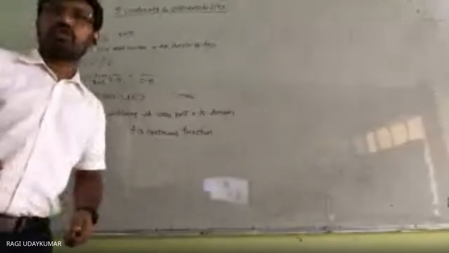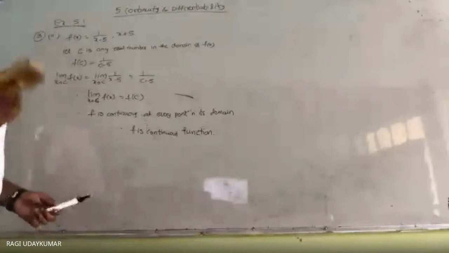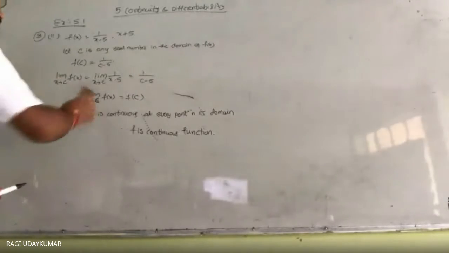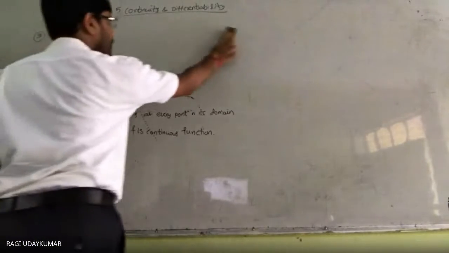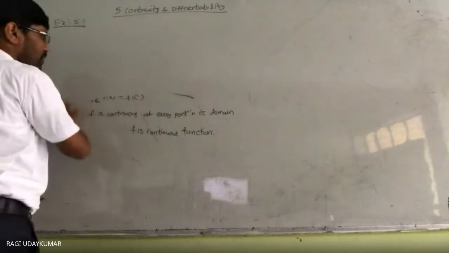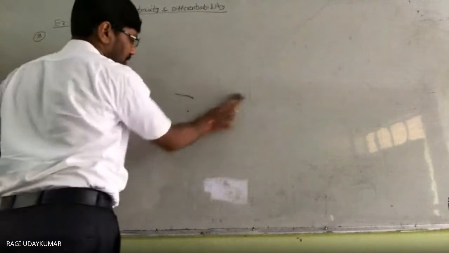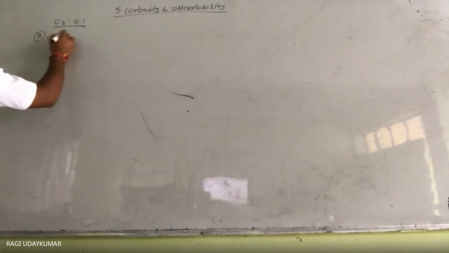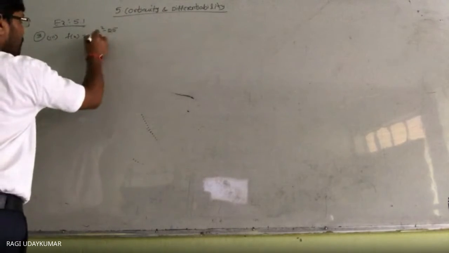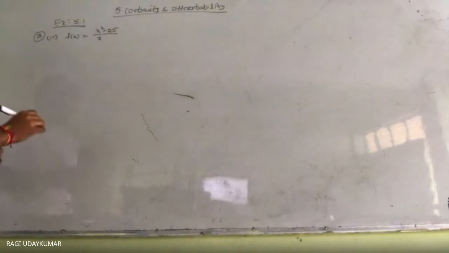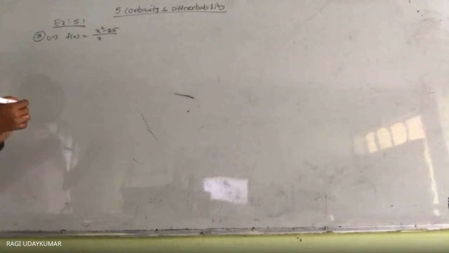Now, coming to the next problem, something different is given to you. The function is x square minus 25 by x plus 5. You can solve that question also in a proper way. The fourth one is a little different when you compare it. The given function is x square minus 25 by x plus 5.